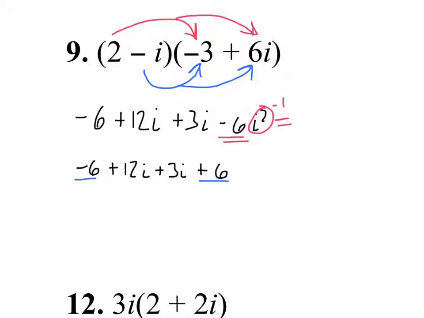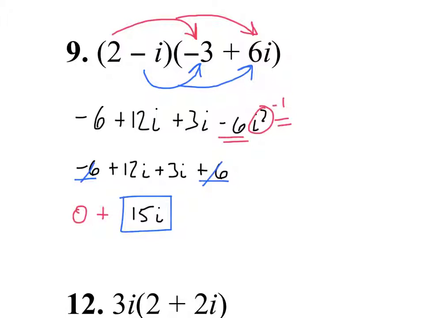When we combine the 6's, what do we get? 0. Those cancel each other out. Do we have to write the 0 down? No. So 12i plus 3i is 15i. And by the way, is that considered a complex number or a pure imaginary number? Pure imaginary number, because there is no real portion to it. It's 0 plus 15i, and obviously we don't have to write the 0 plus part. So we have 15i as our solution. Questions?